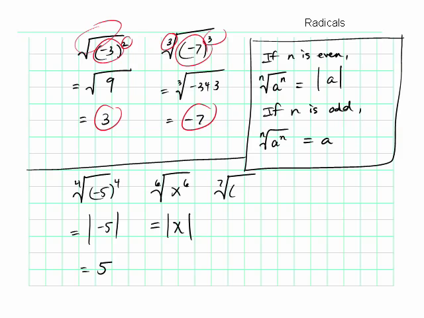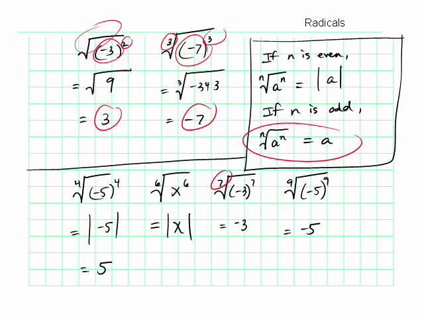The seventh root of negative 3 to the seventh power. Since the index is odd, 7 is an odd root, our answer is just the number in there, negative 3. Okay, so I use this fact right here. If I have, let's say, the ninth root of negative 5 to the ninth power, since the index is odd, it's just negative 5. A couple more examples.